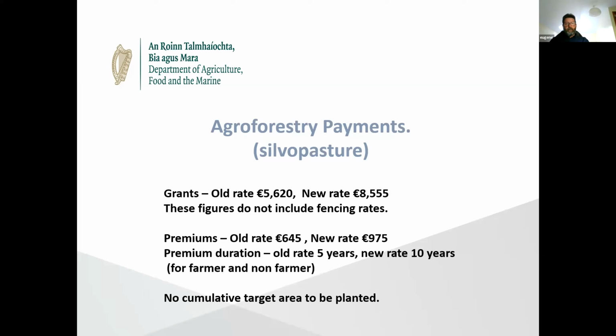The old premium was 645 for 5 years. The proposed rate is increased to 975 and increased to 10 years. When farmers and landowners went through all the various grant and premium categories, they saw everything else at 15 years and agroforestry at 5. It was a bit of a turn off for a lot of the farmers, and so there's no cumulative target area this time. We're just expecting it to contribute to overall figures of planting, because again, this is under the afforestation program.